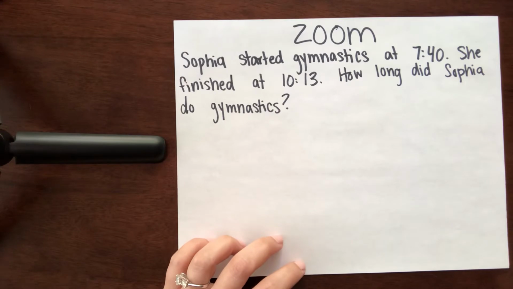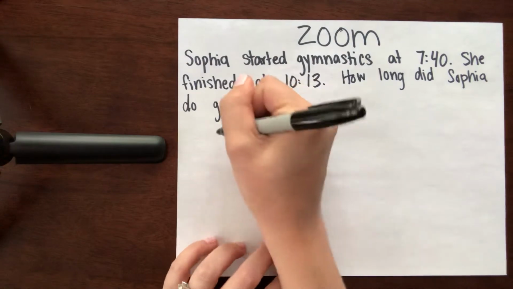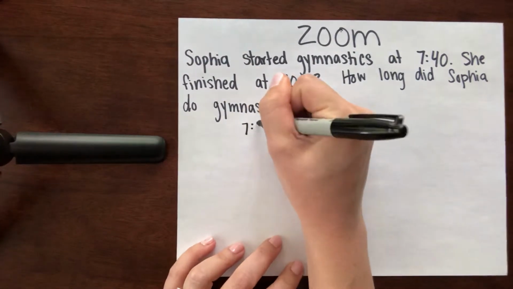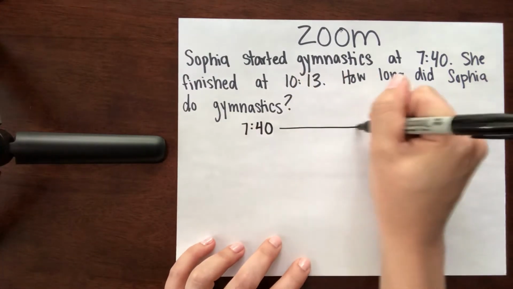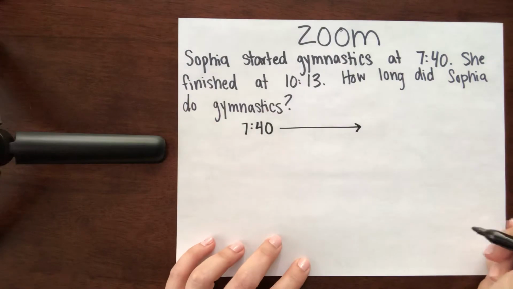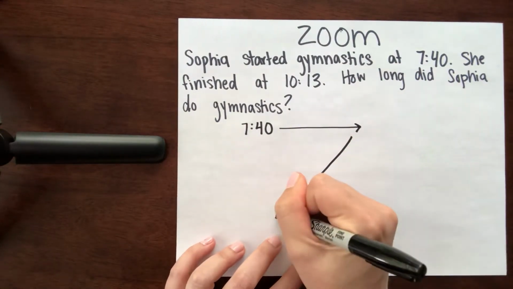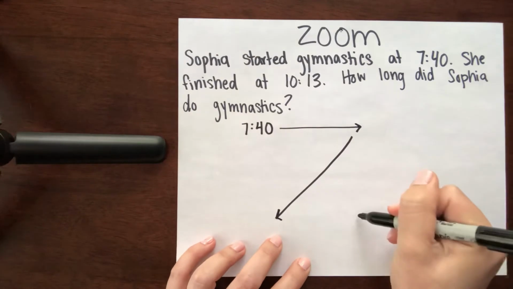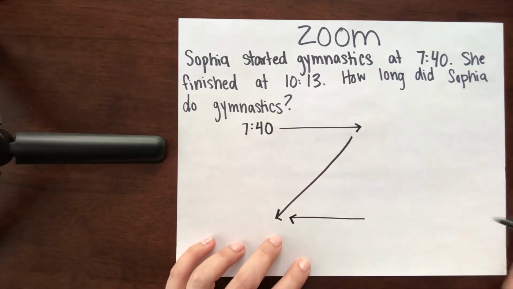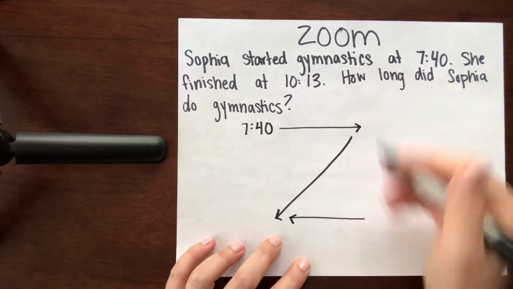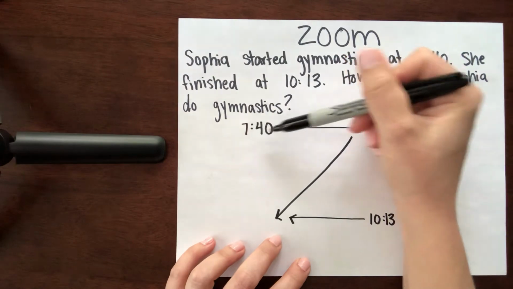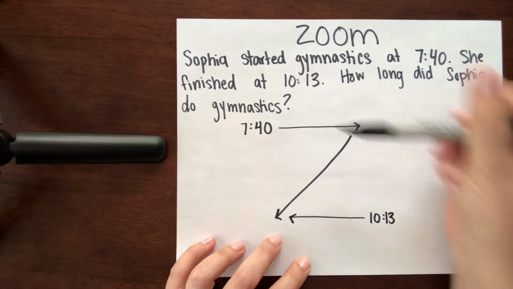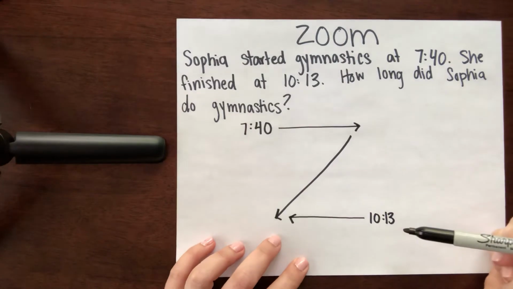So what I'm going to do is I'm going to draw a Z with some arrows. So the first thing I'm going to do is I'm going to write the start time. So the start time that she got to gymnastics was 7:40. I'm going to draw one arrow to the right. I'm going to draw another arrow down. And I'm going to draw my last arrow over. So I'm going to put my end time 10:13 at the bottom of my Z. So I have my Z here for the zoom strategy. I have my start time and I have my end time.